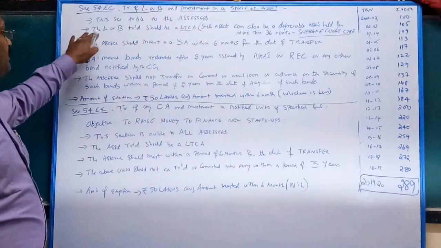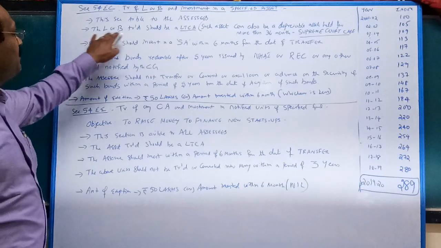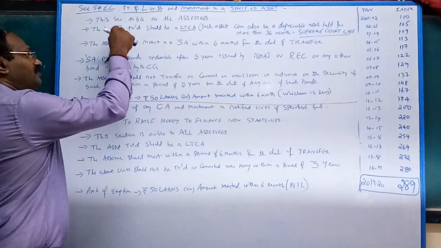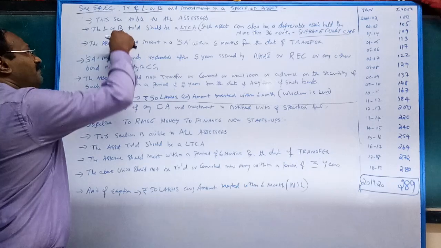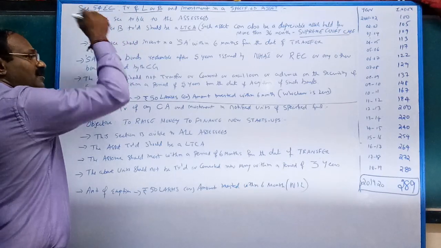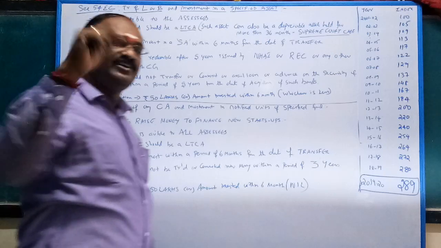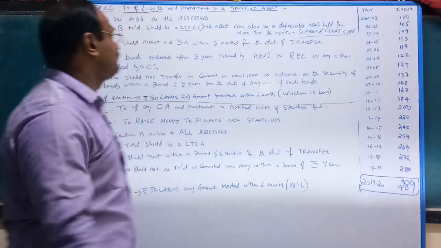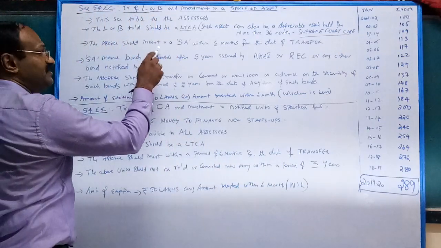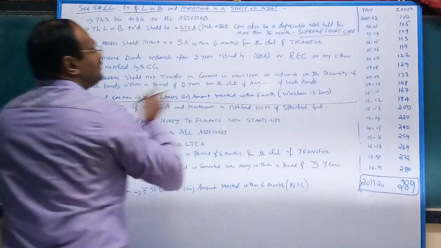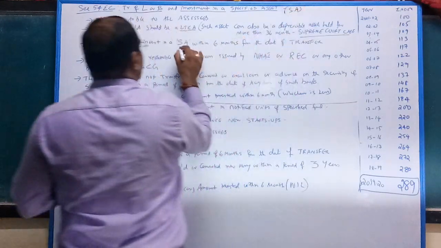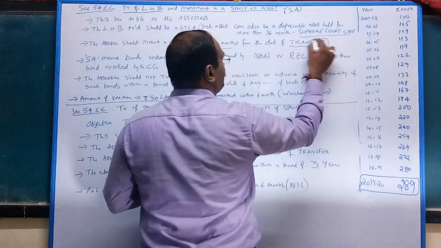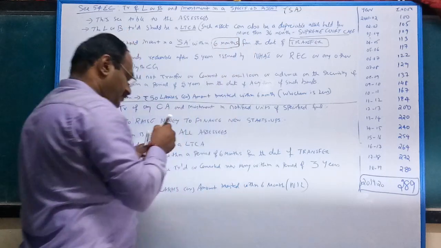Sir, you told that the land or building transferred should be a long-term capital asset, so the building is depreciable. Sorry to say, the building held for more than 36 months, for this section alone, it is treated as a long-term capital asset. In order to claim the benefit of section 54EC, the assessee should invest in a specified asset within 6 months from the date of transfer. Very important.